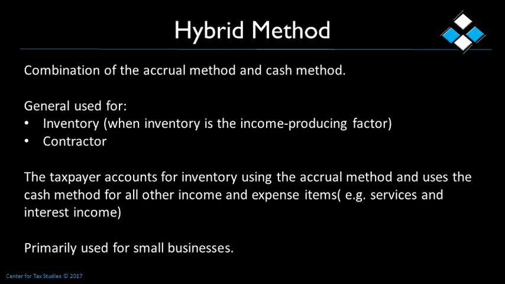So the inventory, which is the income producing factor, would be the houses that he sells, because he sells a lot of houses. That's his inventory. He can then use cash for all other expenses, such as remodeling, etc. Okay, so that is the deal when it comes to the different methods of accounting: the cash method, the accrual method, as well as the hybrid method. And we discussed when you have to actually include income and expenses on your tax return.